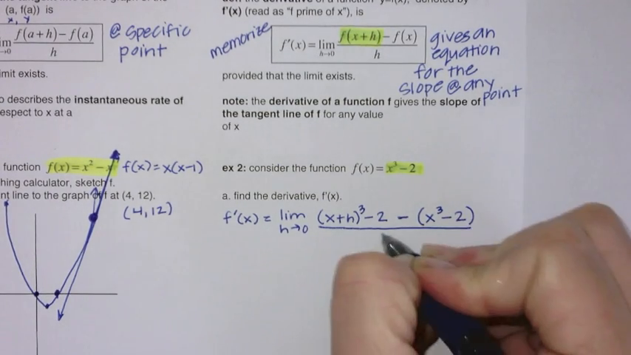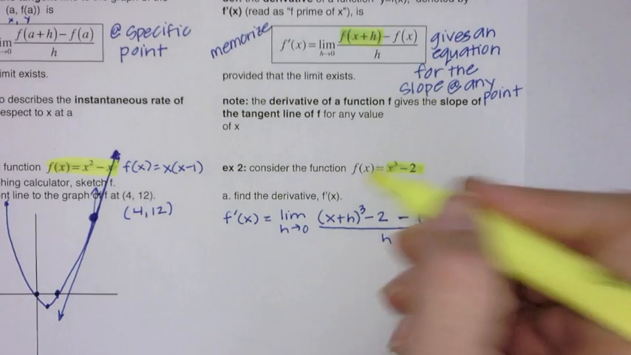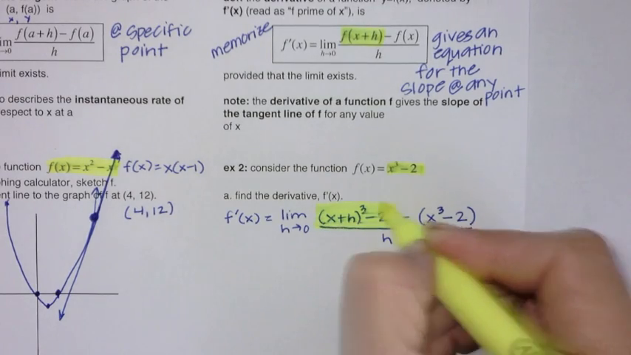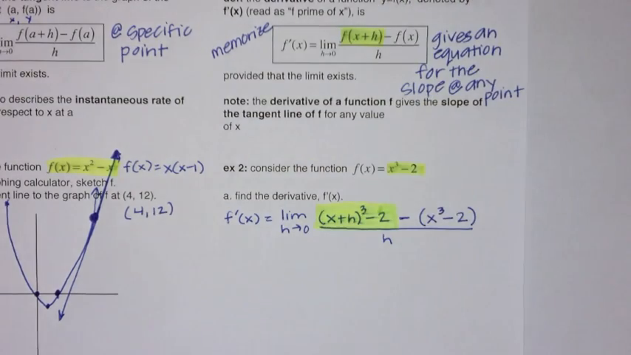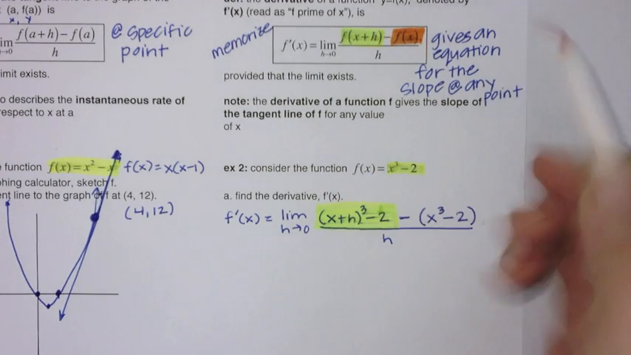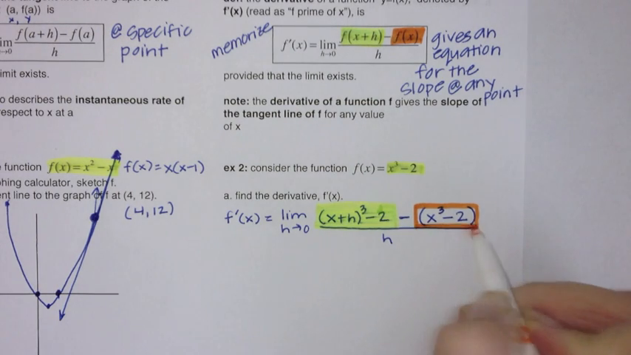All divided by h. So we're just going to color code this real quick. This is the f of x plus h piece, and then the f of x piece is going to be right here. Here's f of x, and then in our equation, this is where we took the definition and applied it right here.